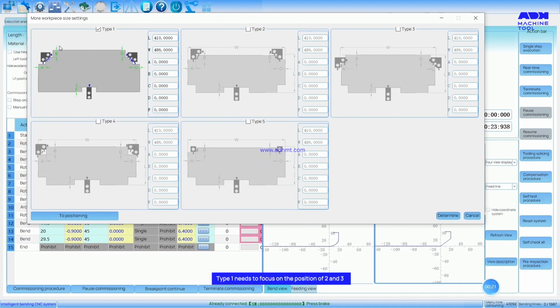Type 1 needs to focus on the position of 2 and 3. The length of guiding rule 2 and 3 is 20 mm, so the length of this position corresponding to the hem of the workpiece cannot be less than 20, otherwise there is no way to position.